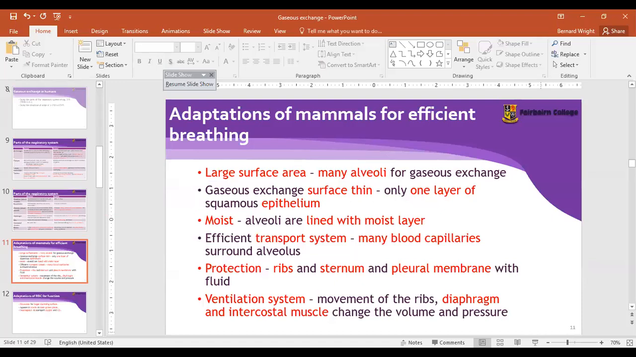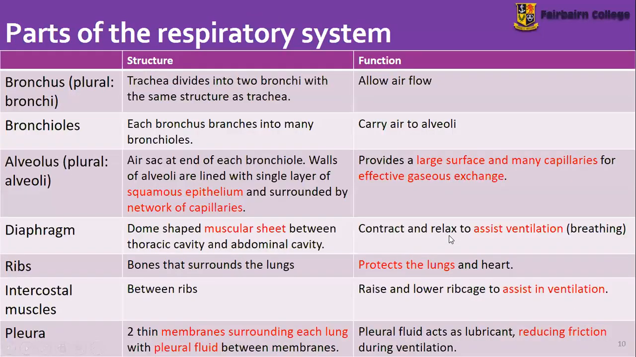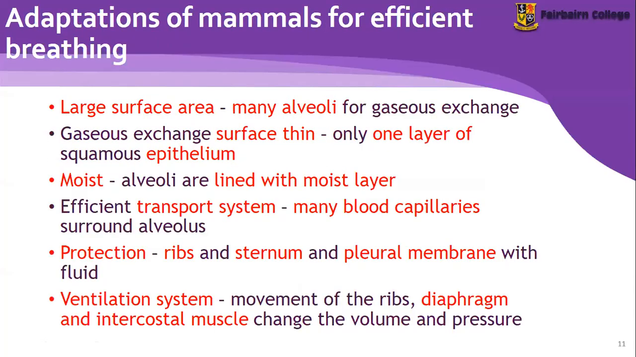Okay, then what we actually want to get to today is adaptations for efficient breathing in mammals. So we look at mammals a bit more broadly, but basically we're looking at the human gaseous exchange system. Humans are a kind of mammal, and all mammals have a similar system. So we look at all mammals, but the one that we focus on is the human system. You'll see that a lot of these parts we've already discussed, but now we're talking about how specifically it works in mammals.